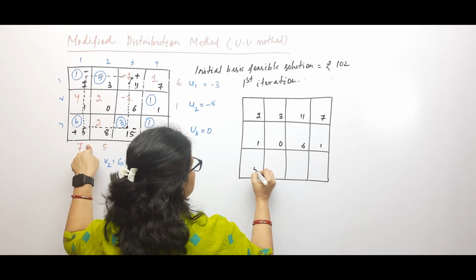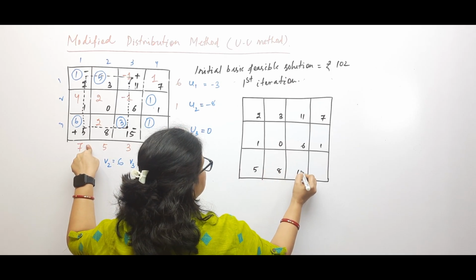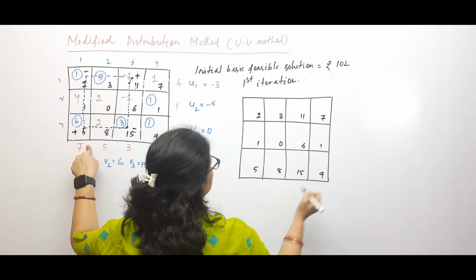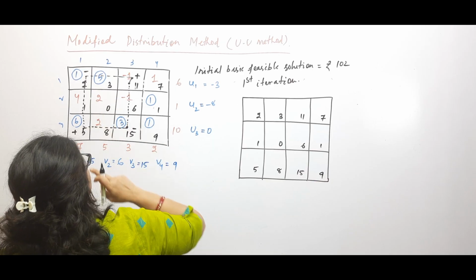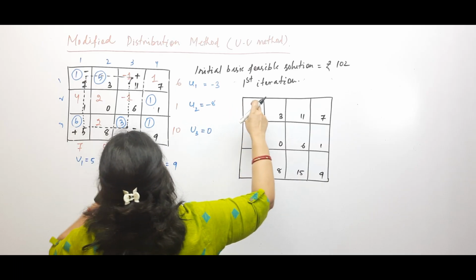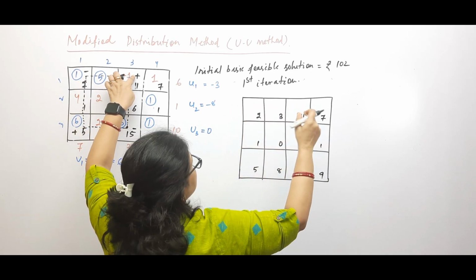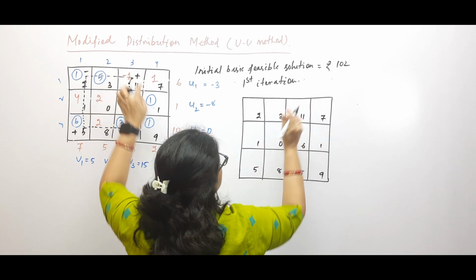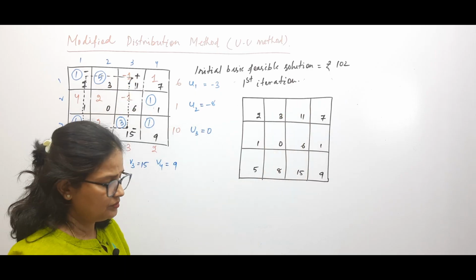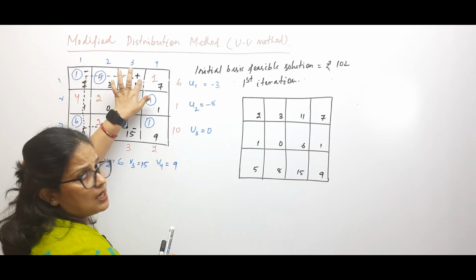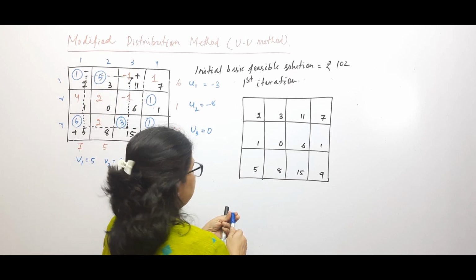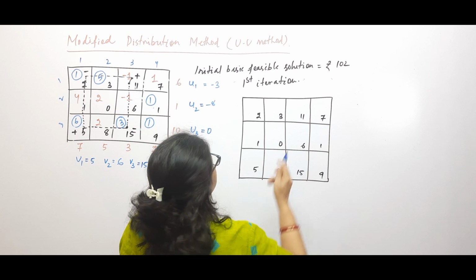Height weight. 15. This is 9. So what do we need to do? We need to, this one will be added here. So here we are getting one allocation now. This allocation will be added here. So we are getting one allocation now here.